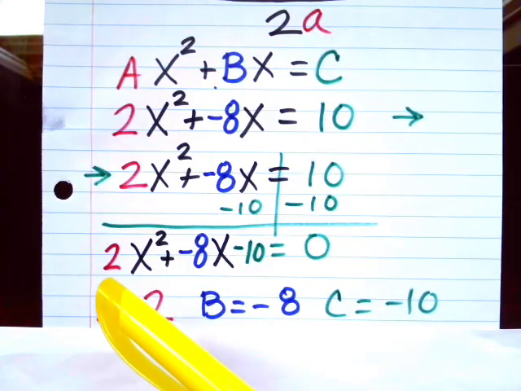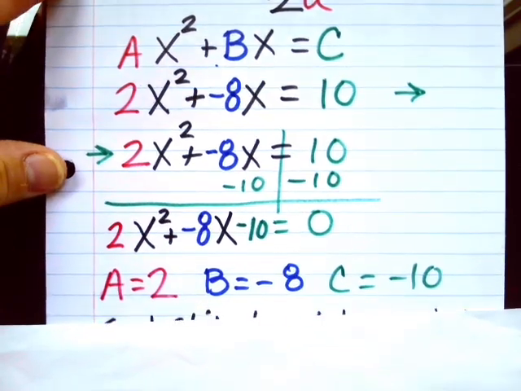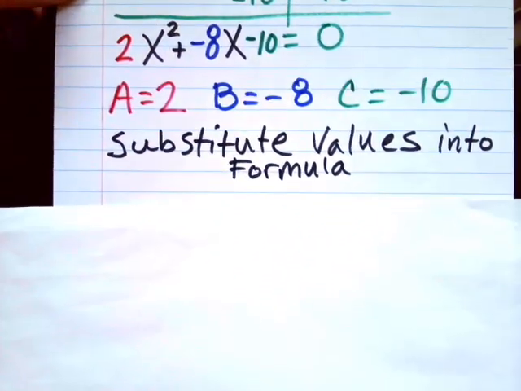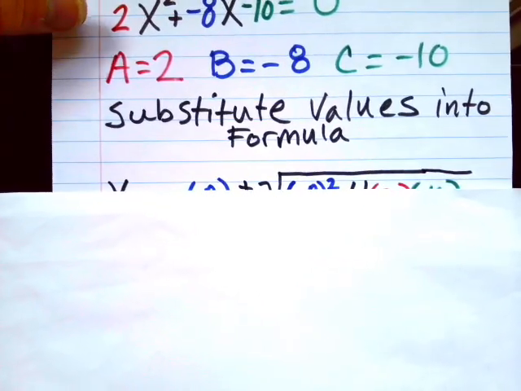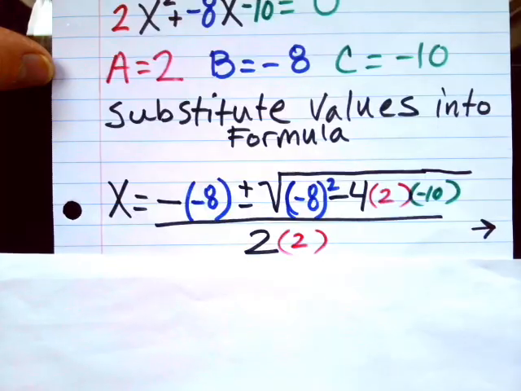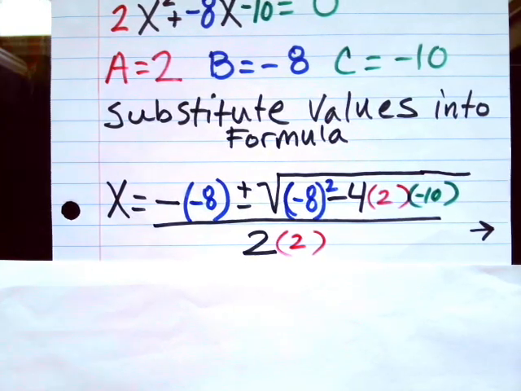Now and only now can I start labeling my A value. A equals 2. My B value, negative 8. My C value is now a negative 10. I'm going to take each of these values, substitute them into the formula one at a time. And if I'm going too quick, pause, stop, rewind, and take a look. If it's the formula, if it's the equation, if it's setting equal to 0, just take your time, pause, take your time, and rewind as many times as you have to.